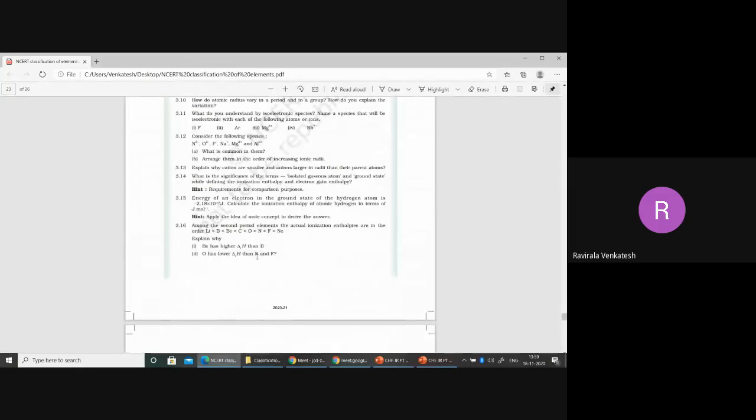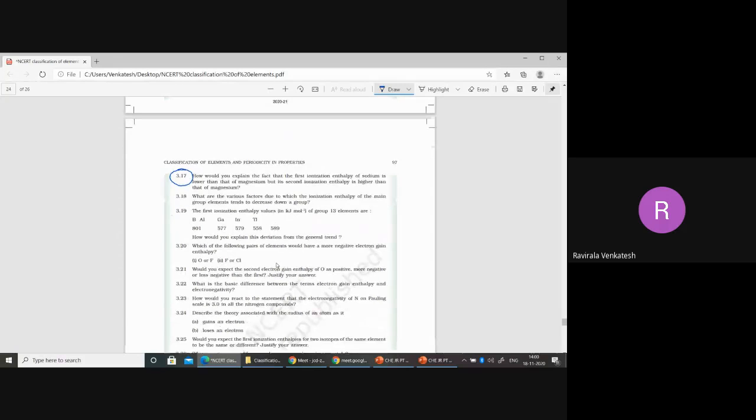Look at the exercises here. You can do all these exercises now. This part: 3.16, 3.17, 3.18, 3.19. You have to do 3.16 to 3.19 as homework, as an assignment. Complete this assignment by tomorrow.